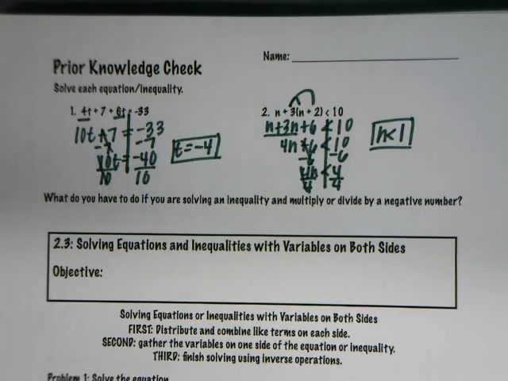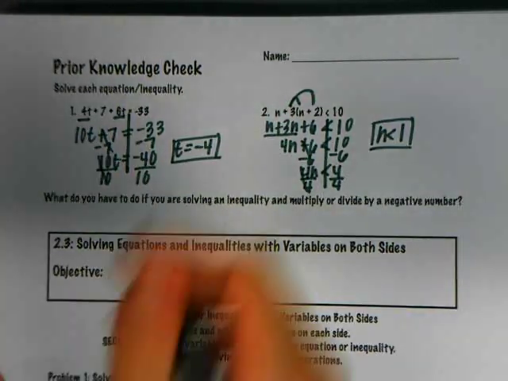All right, and then the last one, what do you have to do if you are solving an inequality and multiply or divide by a negative number? Yep, flip the sign.